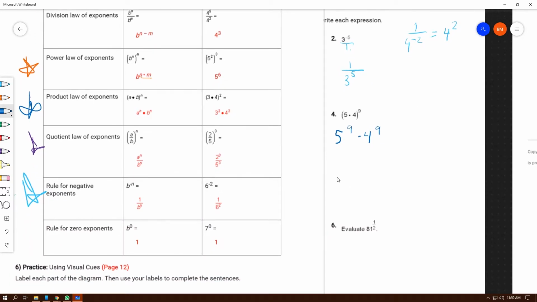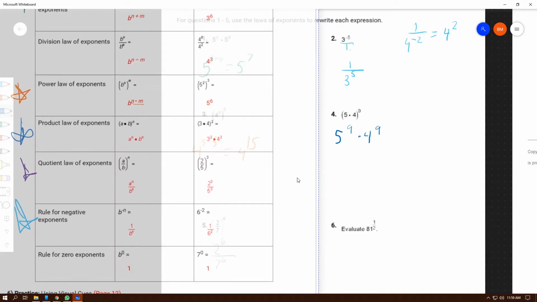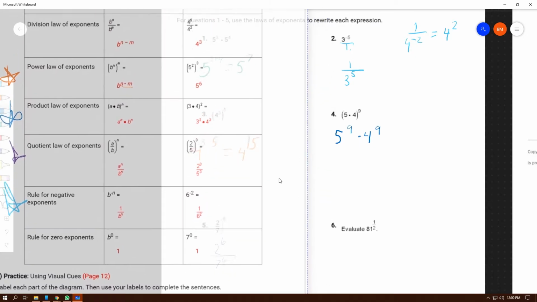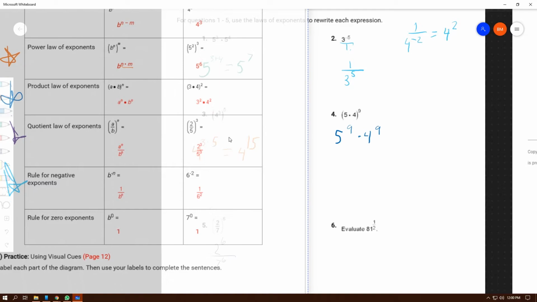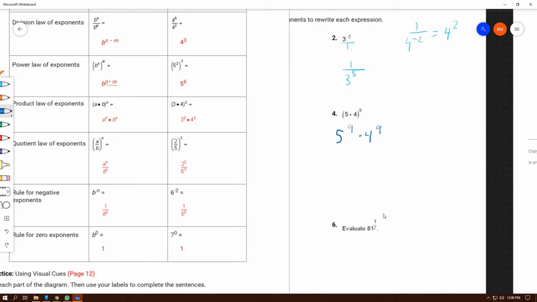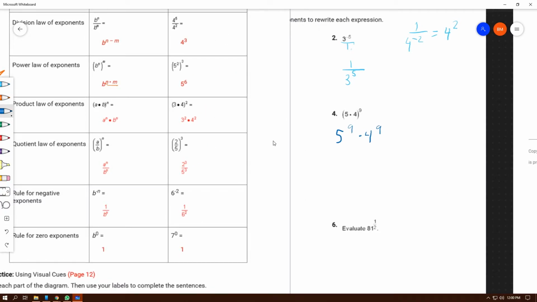Now we have a fractional exponent. So fractional exponents, we actually don't have a law for this that I see. That's okay, so we'll get there. Alright, so fractional exponents. Basically, a 1/2 power is a square root. That's just what it is.